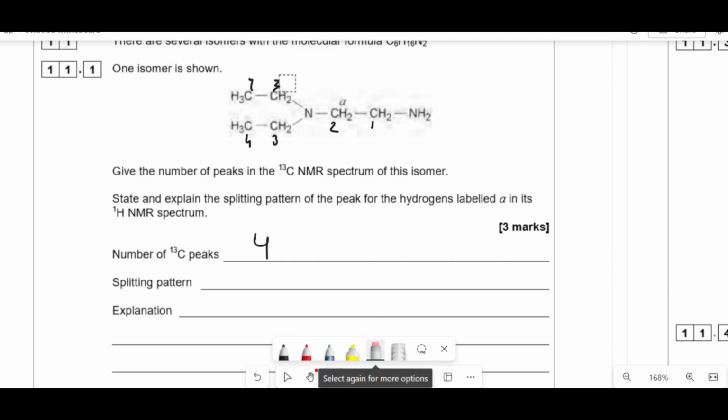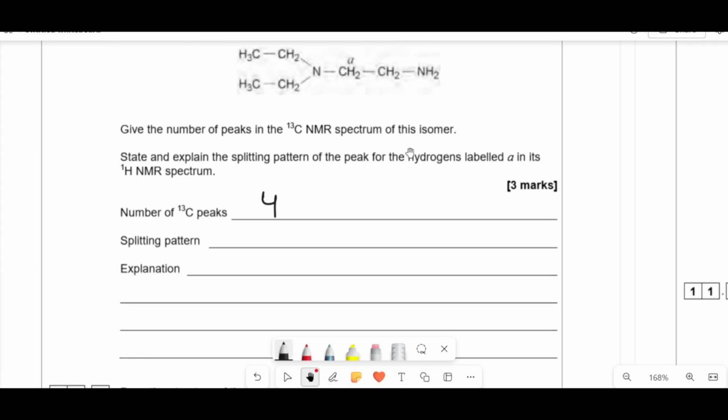And in terms of the splitting pattern, here there's no hydrogens on there, so that's out. But here it's got 2. So that means it's going to be a triplet. And why? It's because there are 2 hydrogens on the adjacent carbon. Loads of people were just saying, oh, n+1 rule applies. That doesn't show them you understand what that means or why that's the case. You need to explain why.